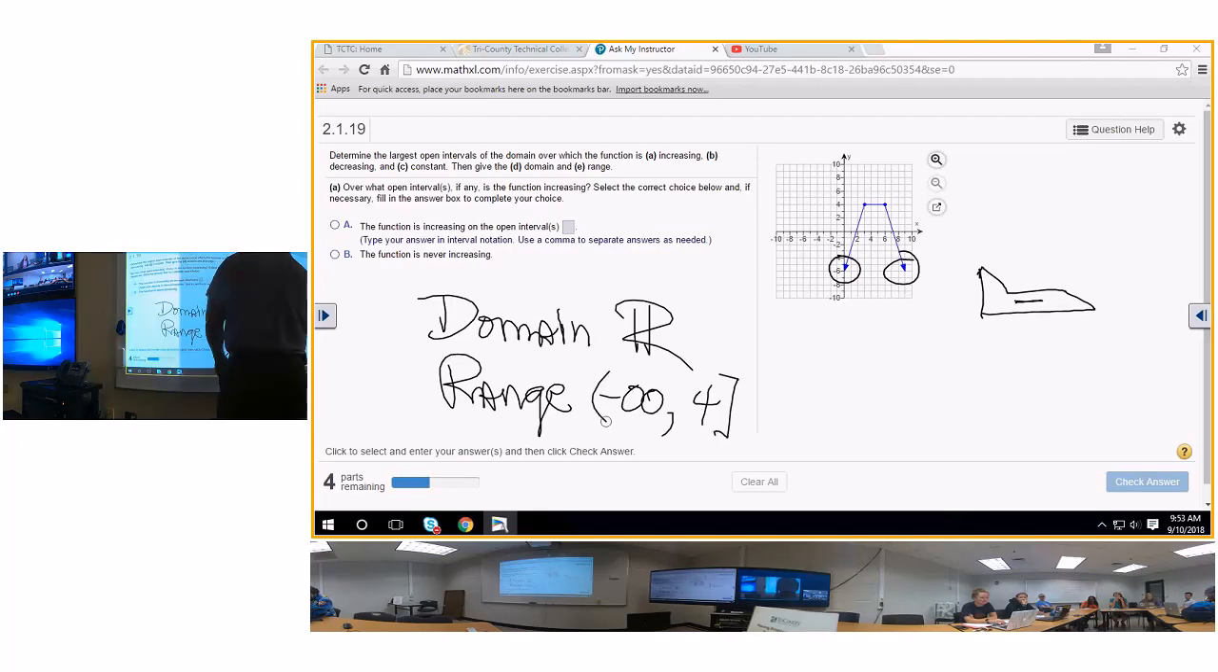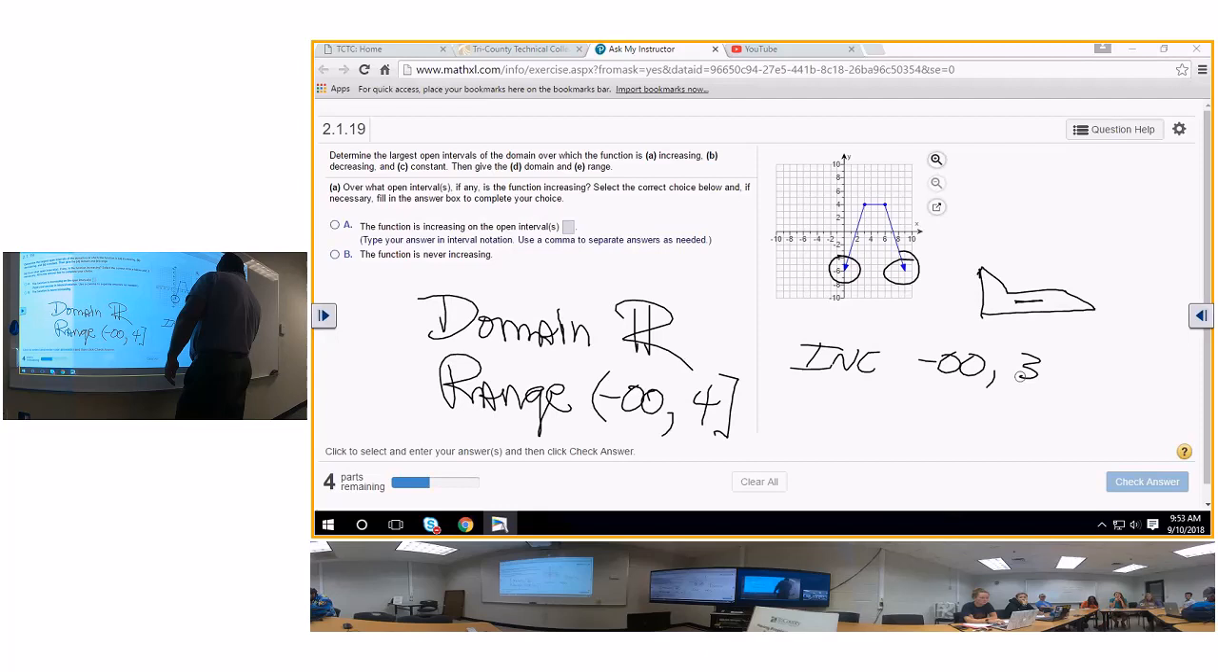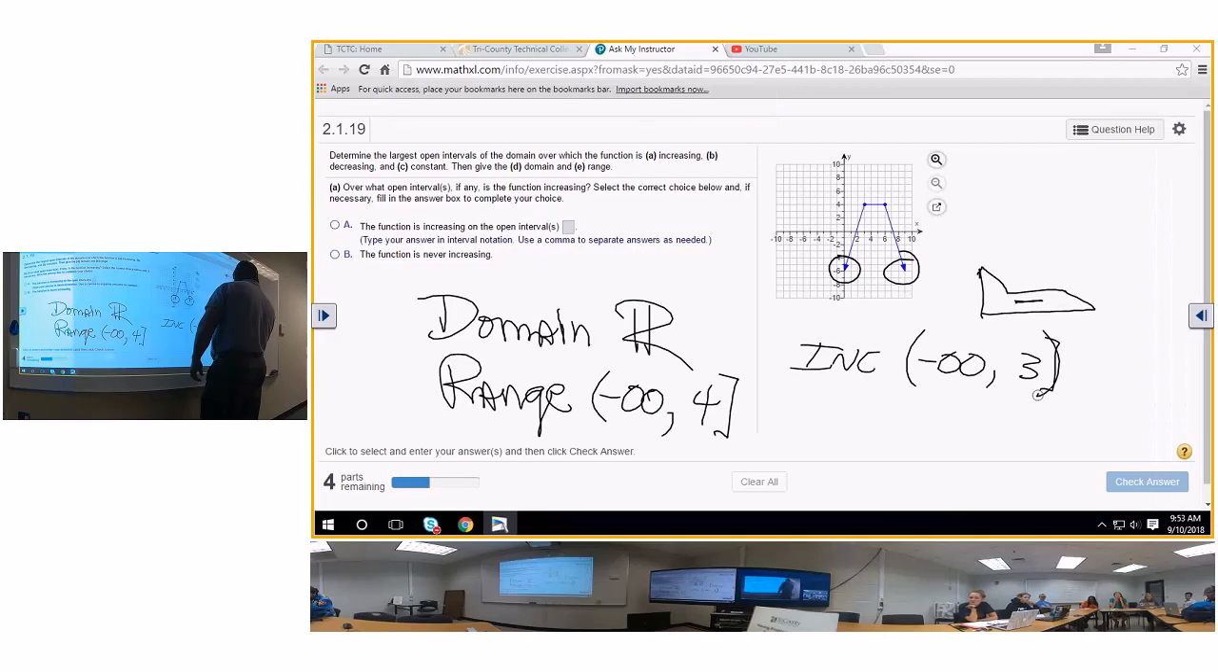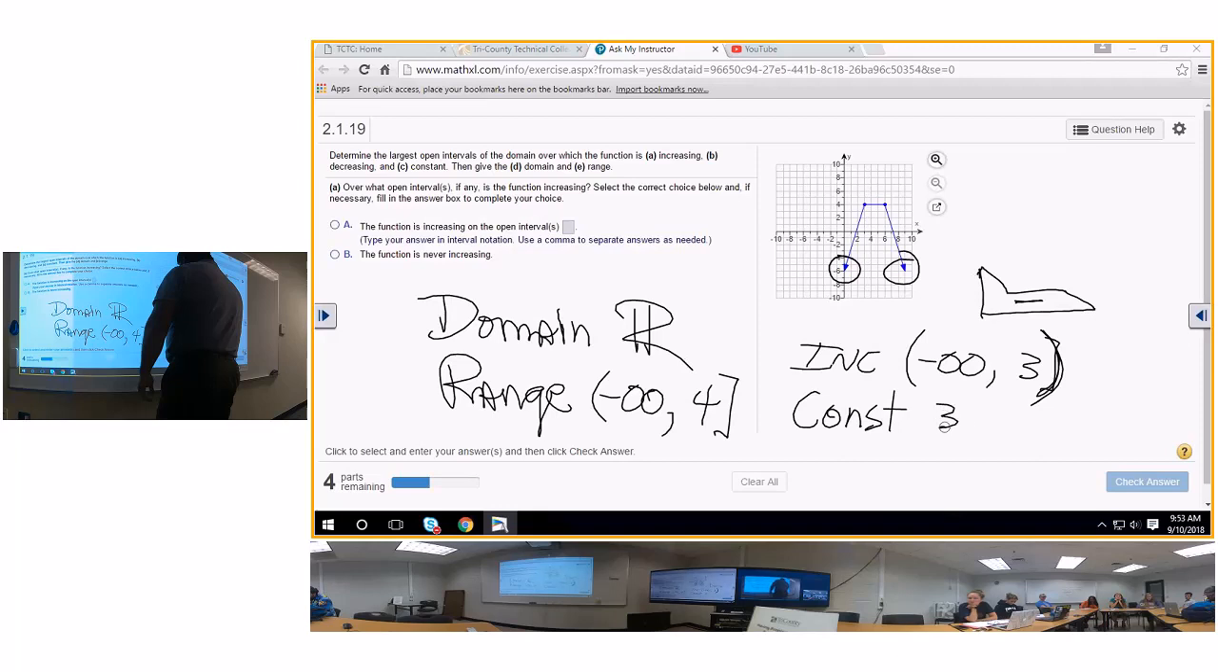Increasing from negative infinity to 3. Technically, it needs a parenthesis on 3 because you're neither going up or down. Some people put brackets, but technically it's supposed to be a parenthesis. Constant from 3 to what? 6. And decreasing from 6 to what?